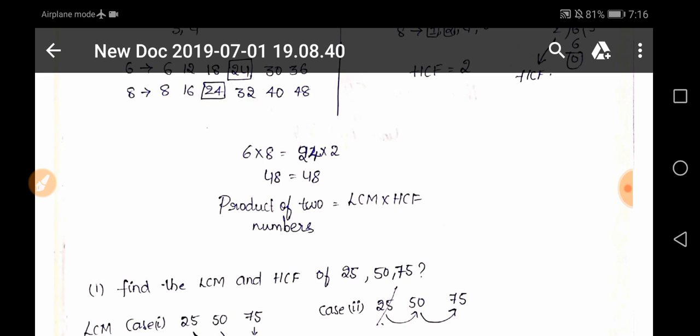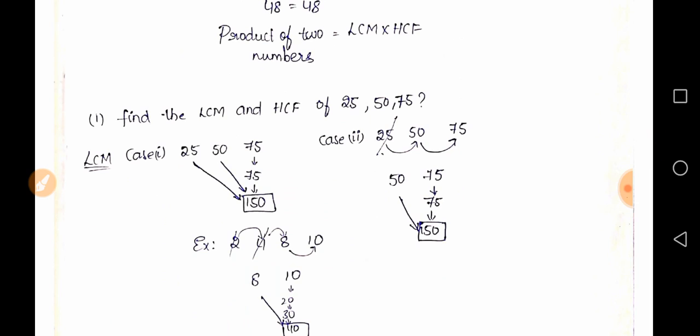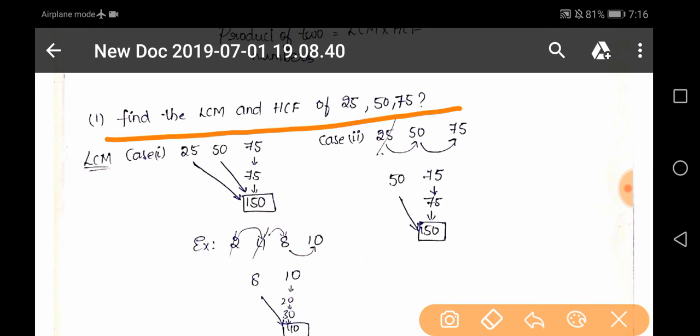So let's get started with some problems. So how will we solve it? See, find the LCM and HCF of 20, 50, 75. Here we have a different process to find an LCM.